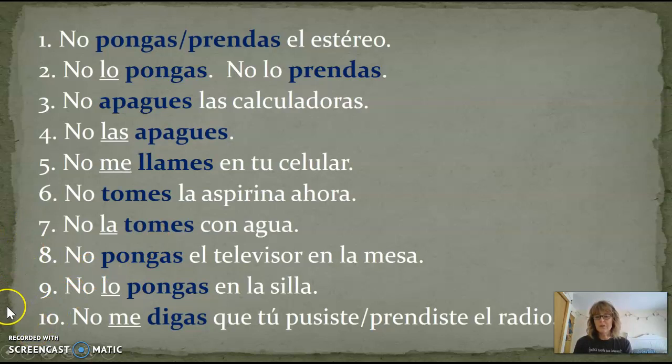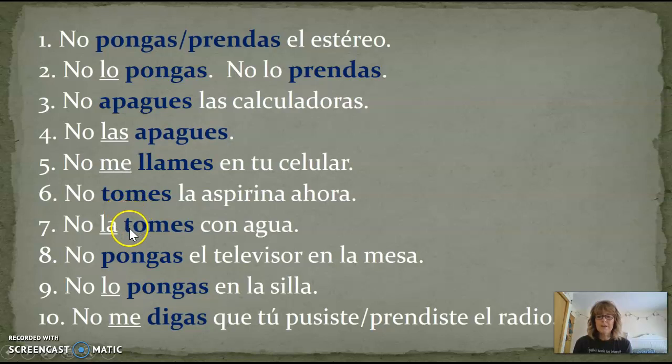So I'm going to have you guys pause it here in a second, compare what you have to what you see on the screen. Notice the forms of the verbs. Look at all of these S's that's at the end of all of those. Every negative tú command is going to end in either AS or ES, right? It's the opposite of what you would have expected it to be. Also, notice where those pronouns are. No lo pongas, no las apagues. No la tomes, no me llames. So those pronouns are going to go in front.